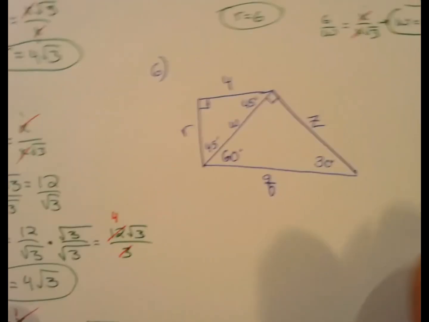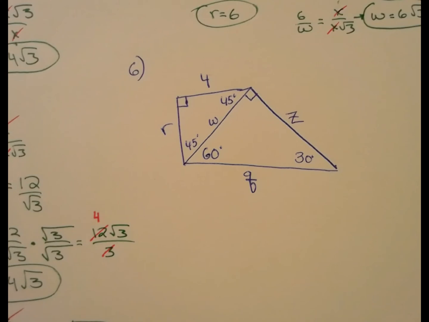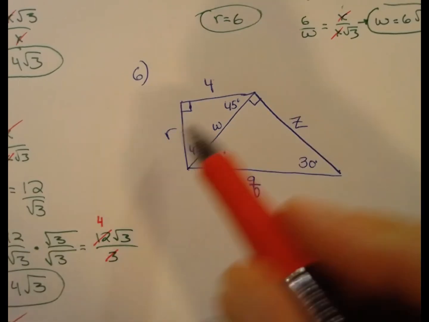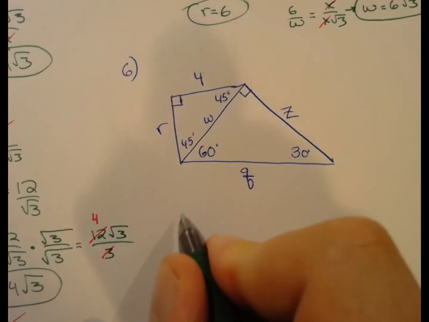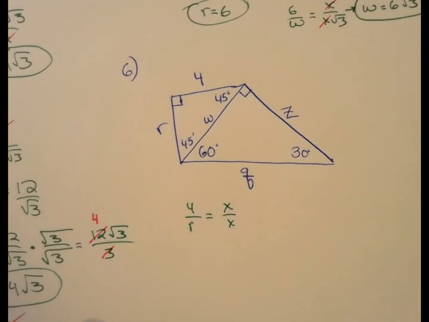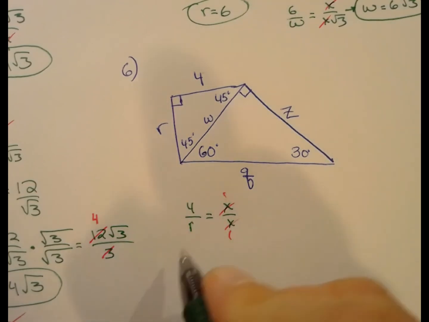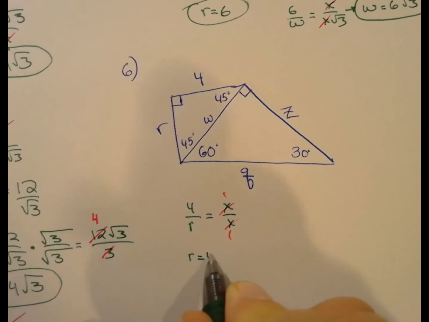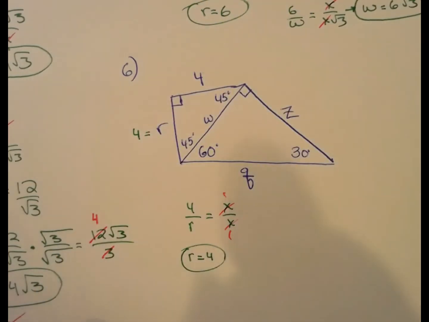Last example is a compound example here. We got 4 different things to solve for. First, the r value. They're both the legs of the 45, 45, 90, so it's a 1-to-1 relationship. When we cross multiply here, we just get r equals 4. Just put that right in the problem there.